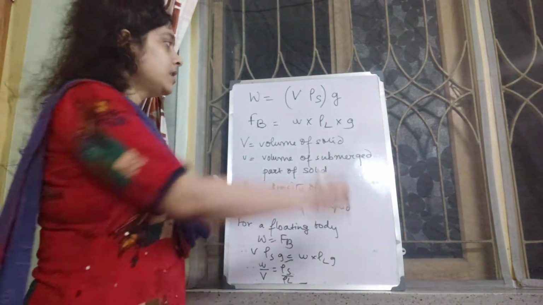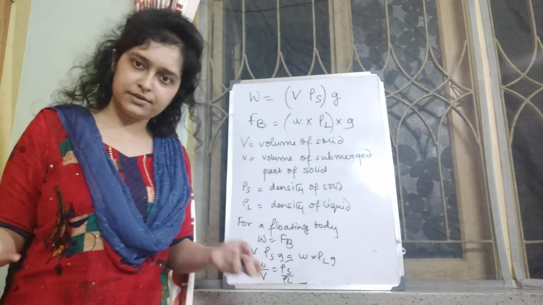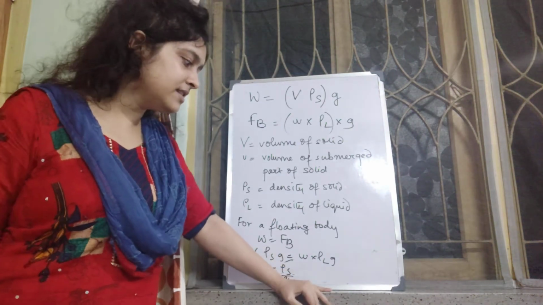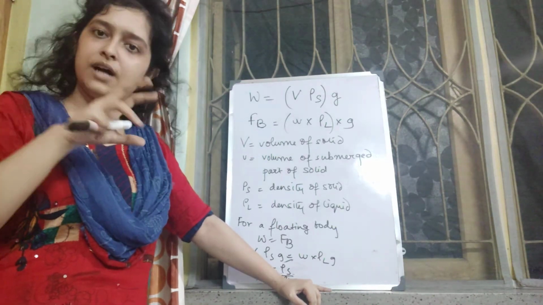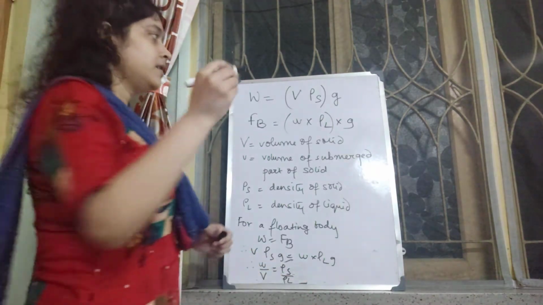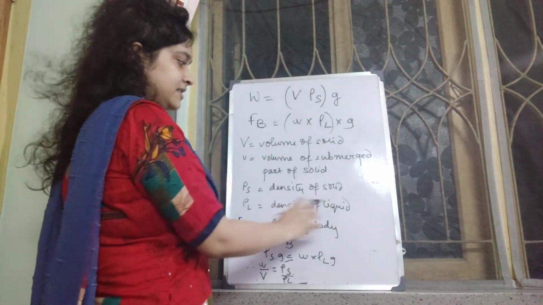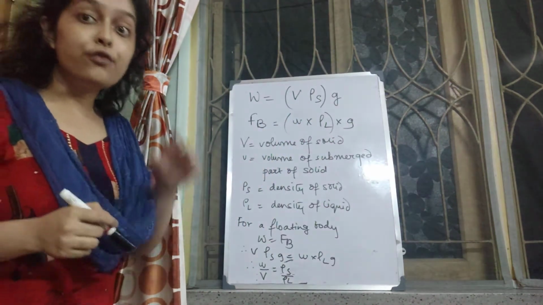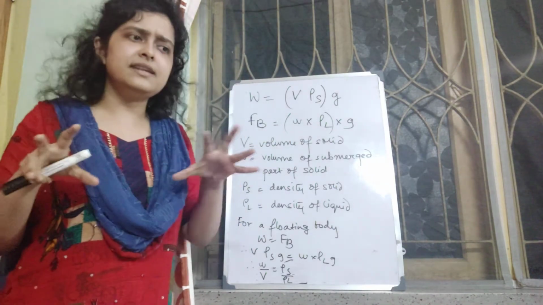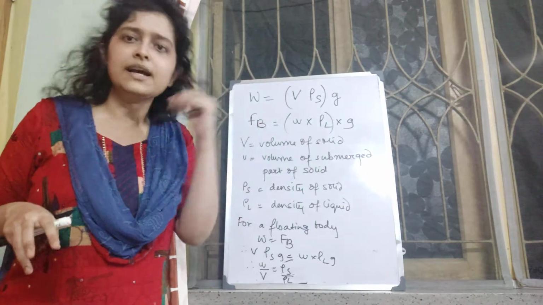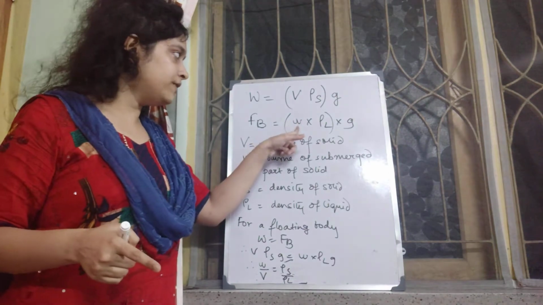Upthrust. Weight of the liquid displaced. We know that, right? Upthrust is equal to the weight of the liquid displaced. Remember this form. Weight of the liquid displaced is equal to the upthrust. Weight is M into G, M again volume into density. Rho L is the density of the liquid and small v is the volume of the submerged part of the solid, because I am not considering that it is completely immersed. It can be or cannot be. If it is completely immersed, small v equal to capital V. If it is not, then small v is not equal to capital V.